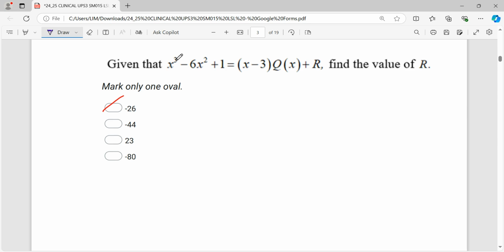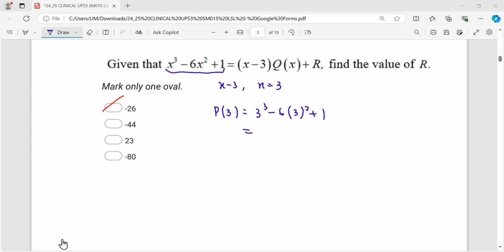Next, given this cubic polynomial, it can be written in division with quotient and remainder. Find the remainder. So when you divide by x minus 3, it means x equals 3. We put it into our polynomial. Then we can get it. What is your remainder? So here we have negative 26.